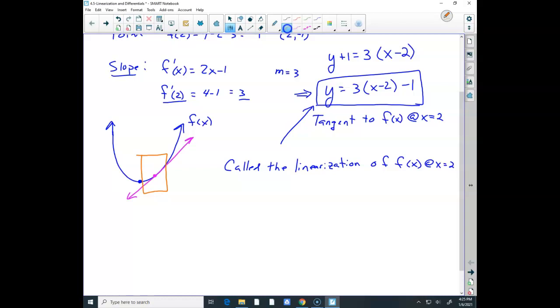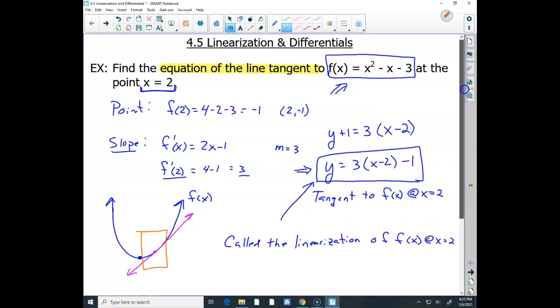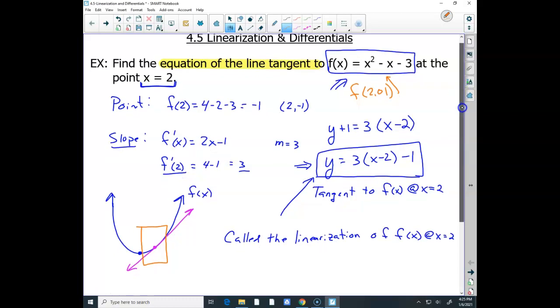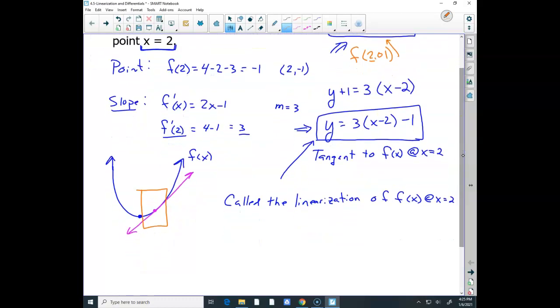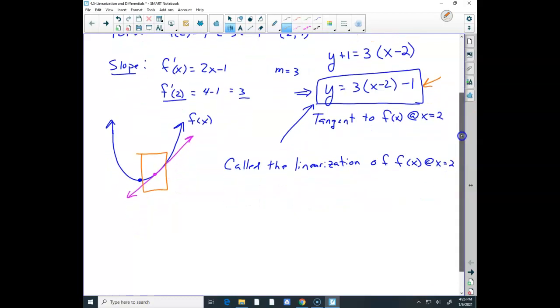And what do you mean within close proximity? Well, if I wanted to know what the heck is f of, oh, I don't know, 2.01, that's a pretty tough calculation inside the function. But if I'm within a reasonable neighborhood of 2, I can approximate this: I can plug 2.01 into my linearization function. I don't need a calculator or nothing to do it. It's actually really easy, and I can approximate it very quick, okay? And it's called the linearization.